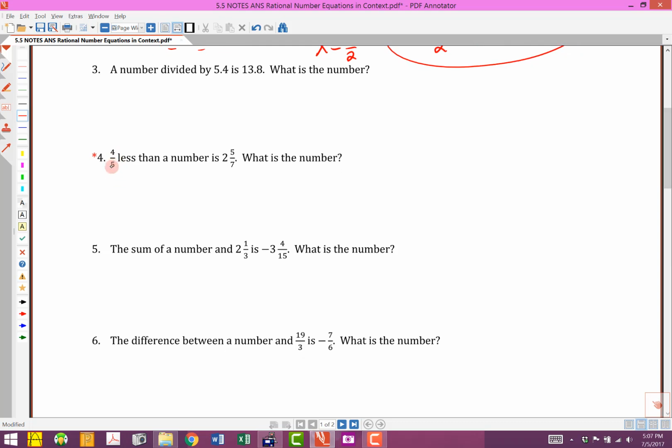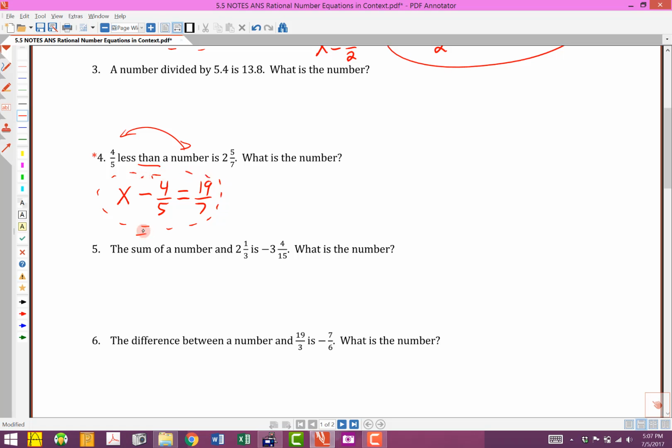Next one, 4/5 less than a number is 2 5/7. We're going to be doing some subtracting, but remember there's that word than. So we're going to take the number and the 4/5 and we're going to switch them. So I'm going to say the number minus 4/5 is, and I'm going to go ahead and change that to an improper fraction. So 2 times 7 is 14, add 5, so that's going to be 19/7. So there's the equation. So you'd get credit for writing the equation.